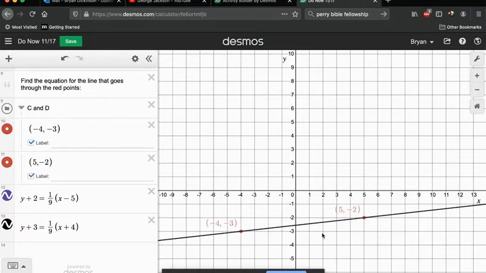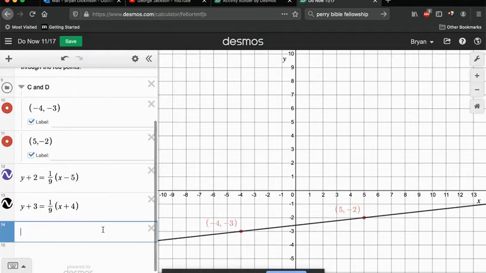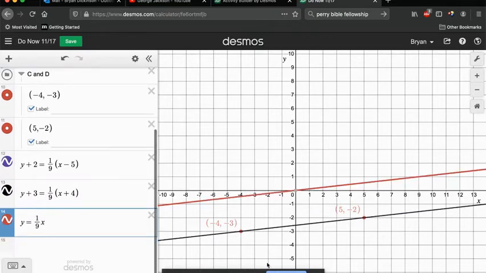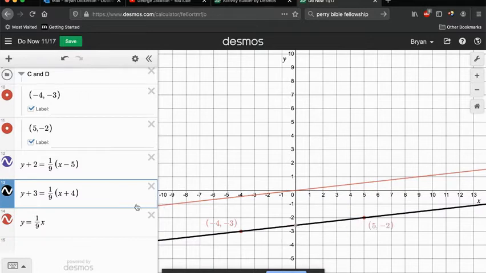Now that I have the line, I can look, I can click, and I can see it's a kind of annoying decimal. If you really wanted to, you could now go back and say 1 over 9 x, this minus 2 point.